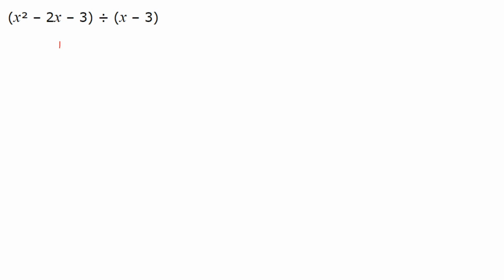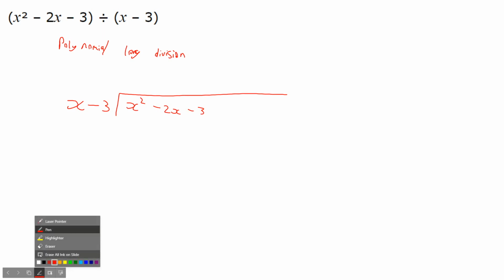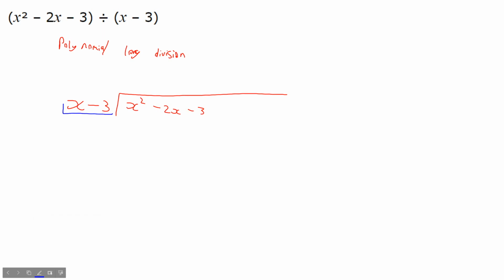Well, what we're going to do is something called polynomial long division. So just like the bus stop method, we need to put the factor that we want outside and the polynomial on the inside. So x squared minus 2x minus 3. Now we need to ask ourselves, what do we need to multiply this by to get x squared? Exactly, we just need to multiply it by x.